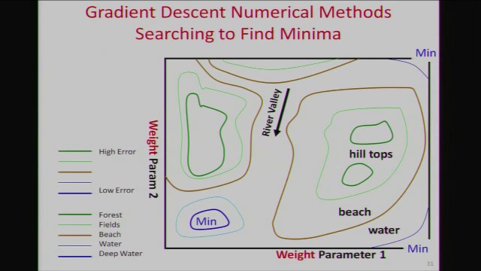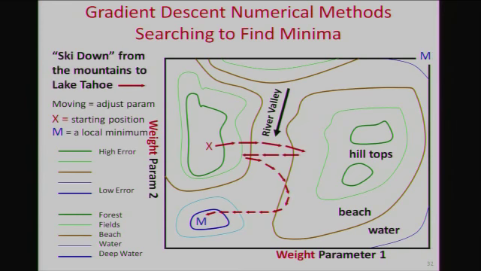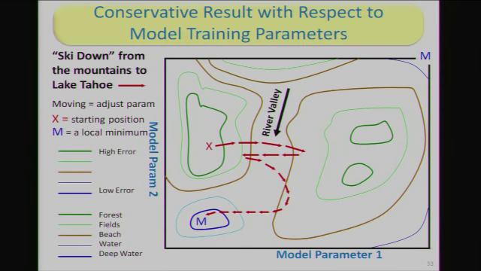Okay, so here gradient descent is something that we're probably familiar with. If you have some kind of error surface, hilltops with high errors going down to beach and water for a minima, you've got some kind of river valley. So it's doing a gradient search. Well, this gradient search over 2 weights is very similar. We start off at a random spot and go through some process to find a minimum. We could end up in a different minimum. Well, I'm looking at trying to go through the same process, only trying to minimize a conservative result with respect to model parameter 1 and model parameter 2.